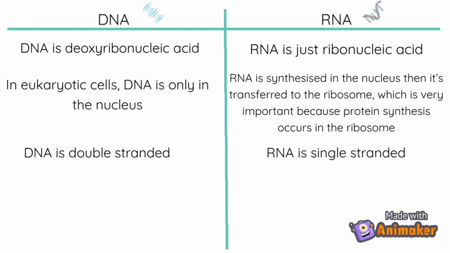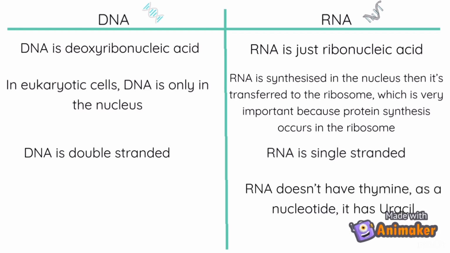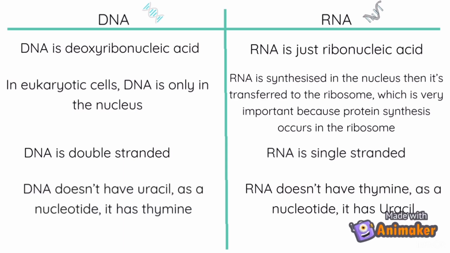The third difference is that RNA is single-stranded, while DNA is double-stranded. The fourth difference is that RNA doesn't have thymine as a nucleotide. It has uracil. It is represented with the capital letter U. DNA doesn't have uracil as a nucleotide. It has thymine. It is represented with the capital letter T.